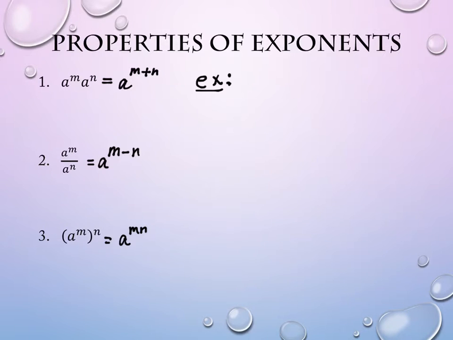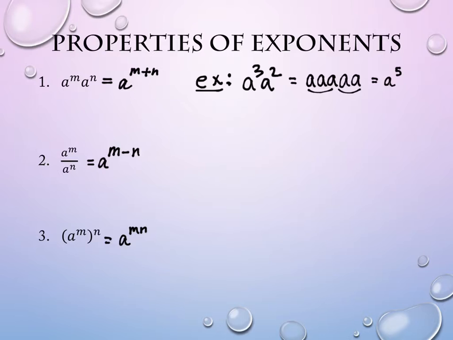So let's say, for instance, that we had a cubed times a squared. As you've been working on properties of exponents back in section 1.7, we talked about a cubed meaning that it's 3 a's multiplied, right? And a squared meaning it's 2 a's multiplied like that. That's what it means. So if I were to merge them together and consolidate them back up, I would find that I have 5 a's, so it's a to the fifth.